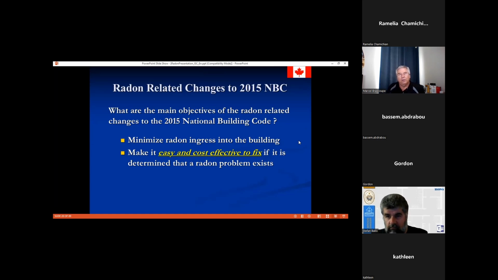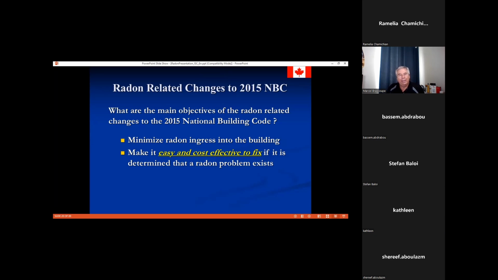We're going to be talking over the next couple of slides about what's in the building codes, and here we're going to refer to the 2015 National Building Code. So what are the main objectives of the radon-related changes in the 2015 National Building Code? Essentially, for all the articles that we see in the building codes relating to radon, the two main objectives are to minimize radon ingress into the building, to try to prevent it from getting into the building.